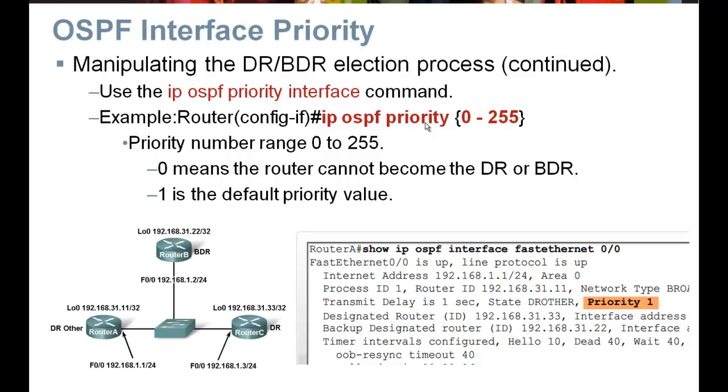So remember, everybody's value is 1. 0 means I cannot become a DR or BDR, and then everything else is good. So again, you only need to go to 3, and it's typically that you only want to go to 3 because that way if I want to add a new one down the road, I can just make it 4 or 5, something like that, and I can kind of step this stuff up. But if the first time I change this, I make it 255, that's going to screw everything up, because then for the next one that I want to do, there's no number higher than 255. Your priority can only be 0 to 255.